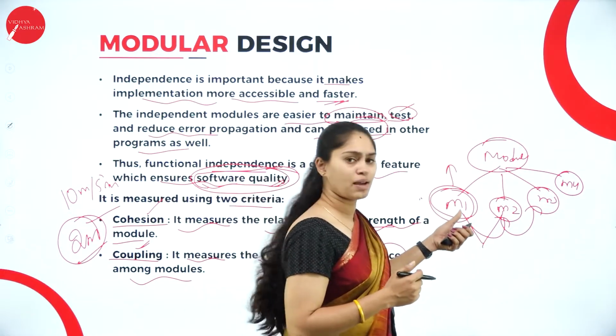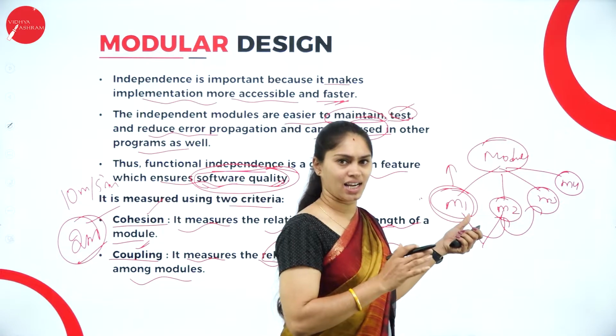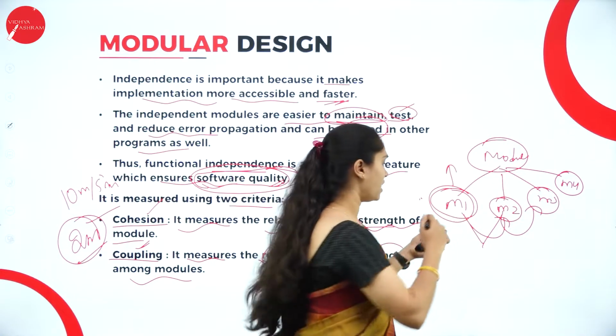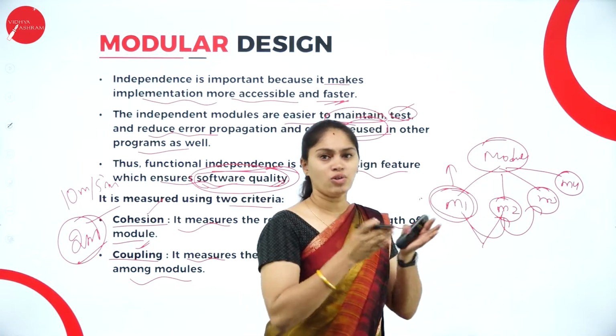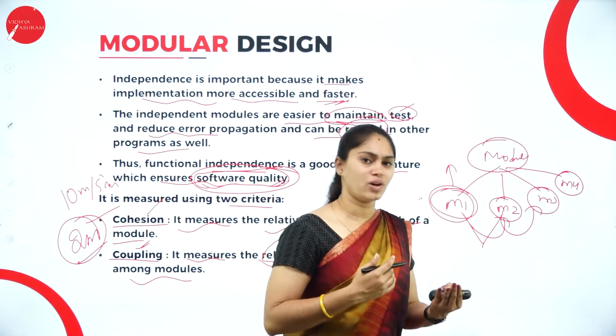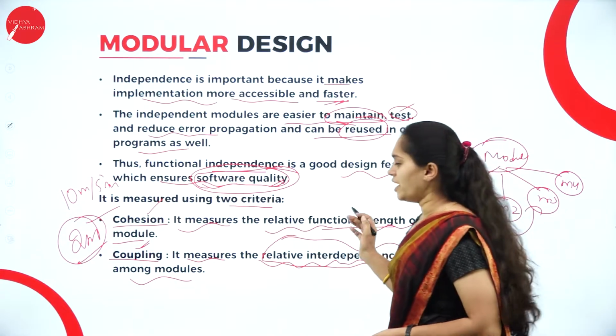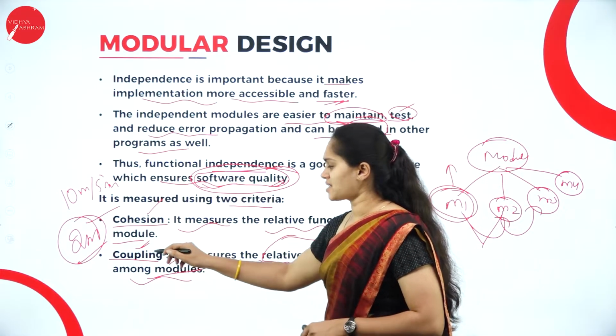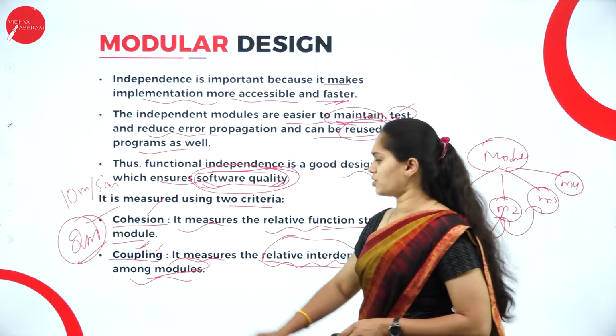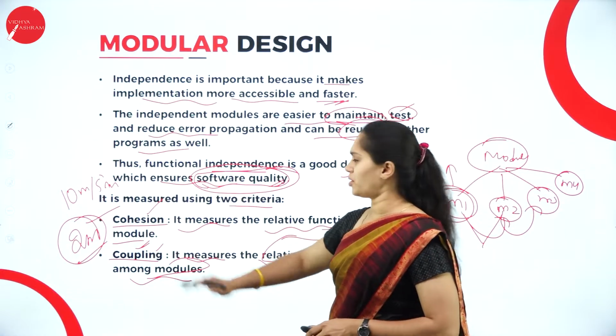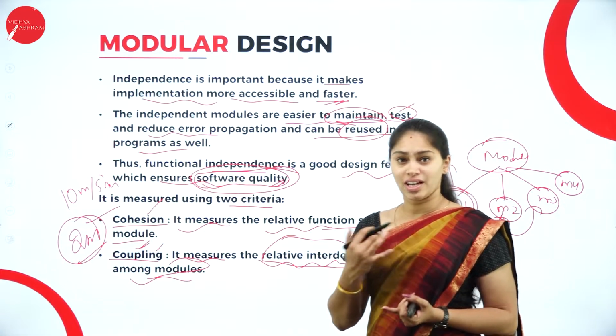So how potent M1 is individually, and if I am combining M1 with M2, how compatible it is, and how the interdependence of each module is described in terms of coupling. So these two are very, very important. So now we got to know about functional independence.